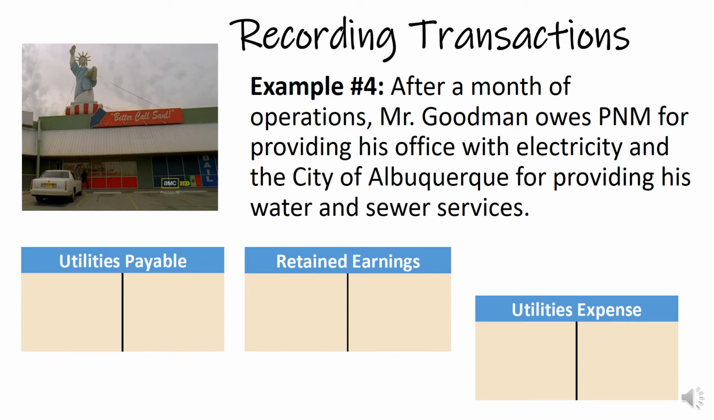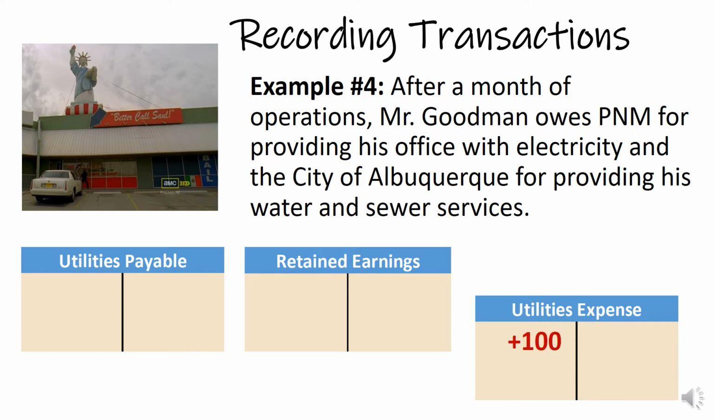Example number 4. After a month of operating as a legal office, Mr. Goodman has used electricity as well as water and sewer in his legal offices. He has not yet received the bill for these services from PNM, the utility company servicing the state of New Mexico, or the city of Albuquerque. So Mr. Goodman accrues a liability to keep place for the money he believes he'll have to pay later on.